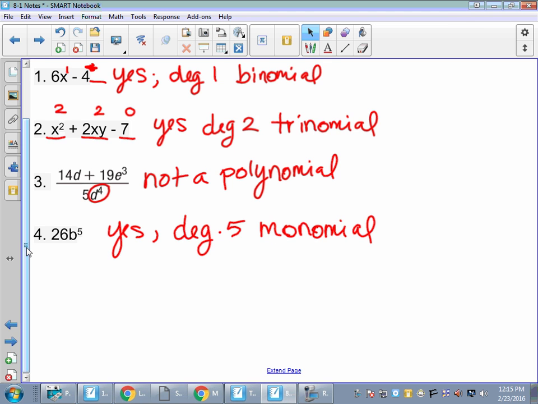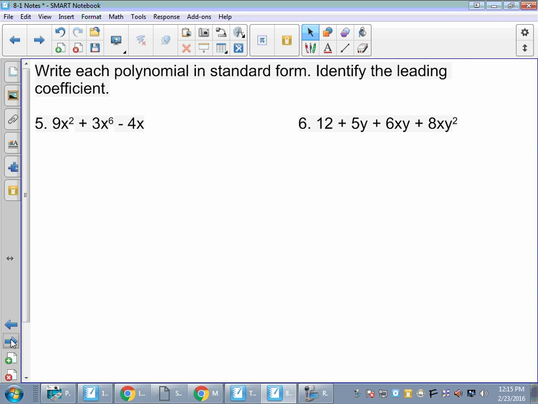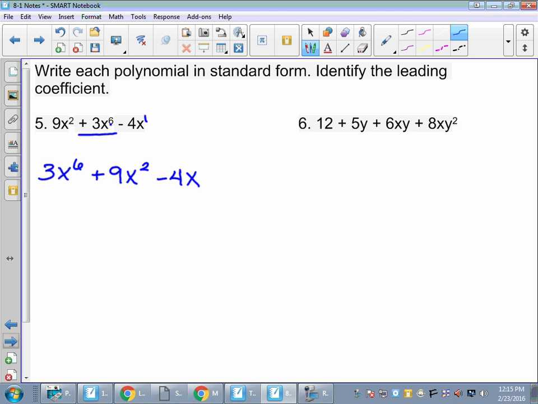And the last part: write each polynomial in standard form and identify the lead coefficient. If I look at this first polynomial, 9x squared plus 3x to the 6th minus 4x, this is really x to the 1st. The biggest degree: we've got a 2, a 6, and a 1. So this term goes first. A positive 3x to the 6th goes first, followed by a positive 9x squared, and then minus 4x. The leading coefficient is 3.